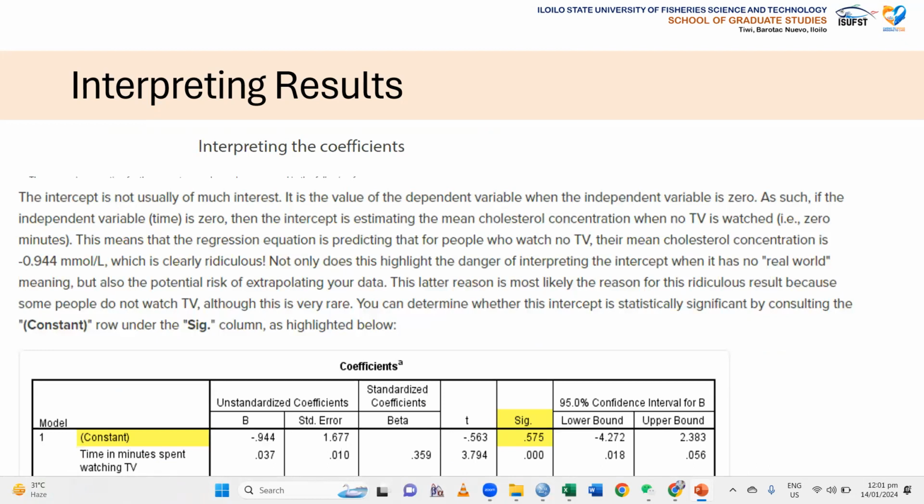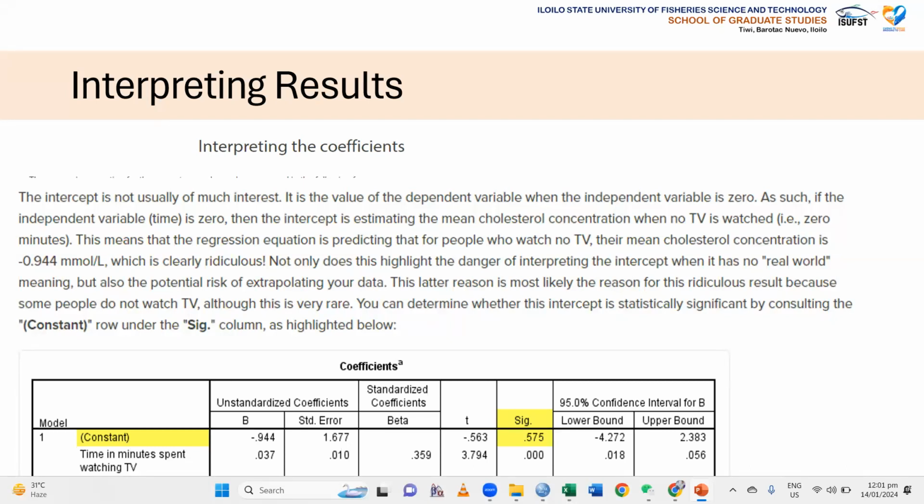And take note of this. Take a look at the sig of the constant. 0.575. That's the P value there. Is that significant or not significant? The sig or P value of the constant is 0.575. It's greater than 0.05. Not significant, sir. So it is not significant.